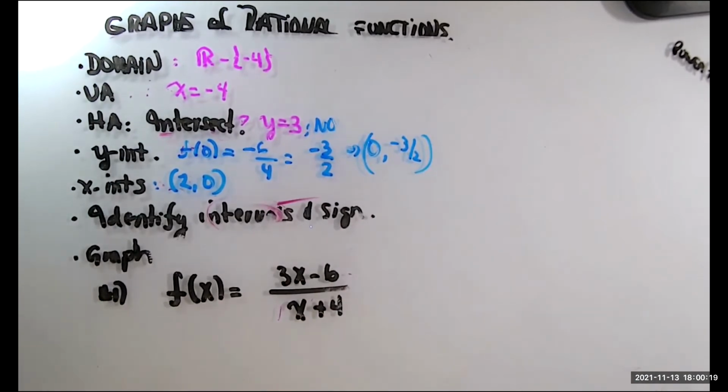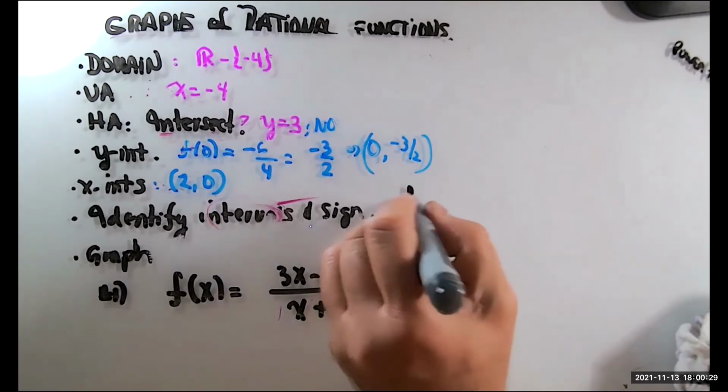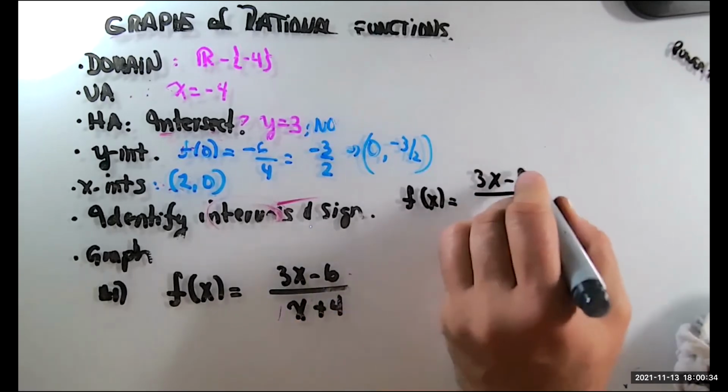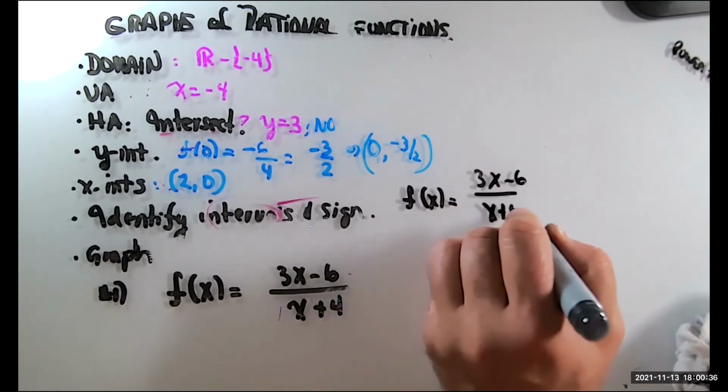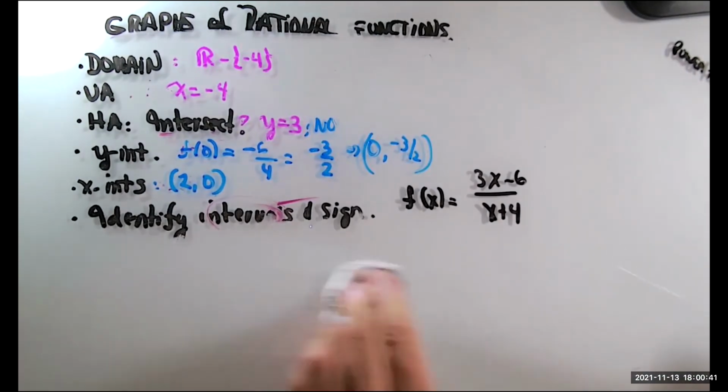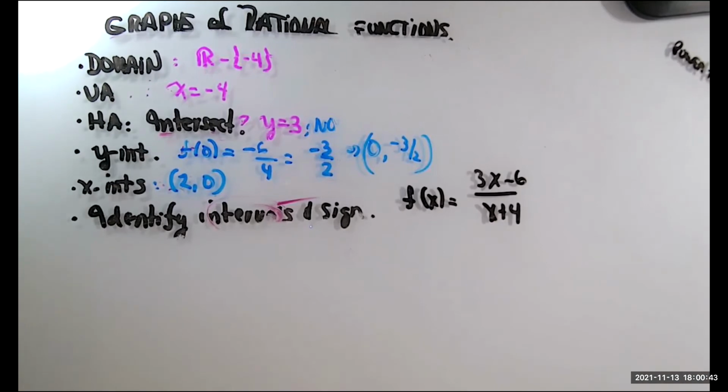Now we proceed to identify the intervals and the respective signs. What I'm going to do, I'm going to rewrite the function here. Let's see if I can do everything in one place. 3x minus 6 over x plus 4. So what do we know so far?